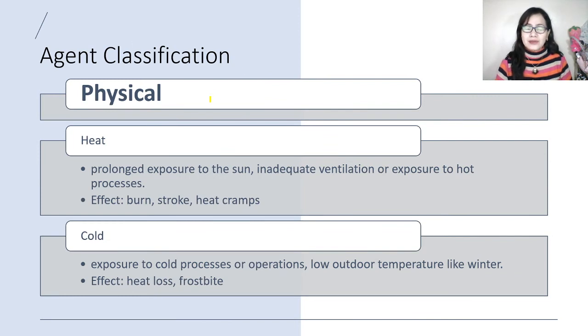In terms of physical agent classification, there is the presence of extreme heat and cold exposure. Heat includes prolonged exposure to the sun, inadequate ventilation, or exposure to hot processes, like burns, stroke, and heat cramps. Cold, on the other hand, is exposure to cold processes or operations, like low outdoor temperature such as that of winter. The effect could be heat loss or even frostbite.